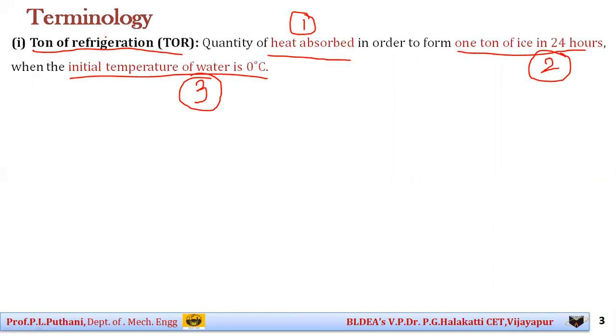in order to form 1 ton of ice in 24 hours. Always remember in your mind: the amount of heat absorbed in order to form 1 ton of ice in 24 hours, provided the initial temperature of water is 0 degrees Celsius.